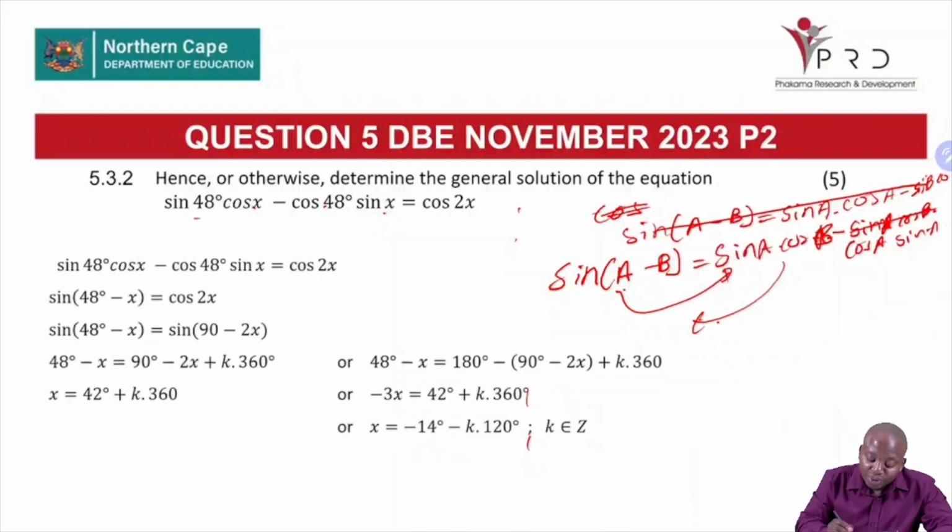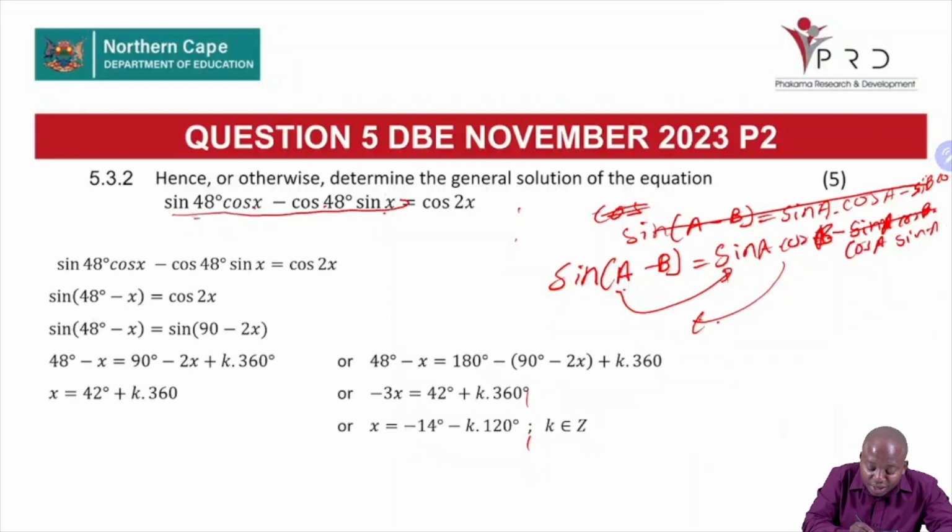what we can do in this case is the following. We can group this to become a single compound angle. So it becomes, remember, a sine and a cos. With the sine and cos, the angle is changing, the sign remains the same. So this is sine 48 minus x, equals cos 2x.